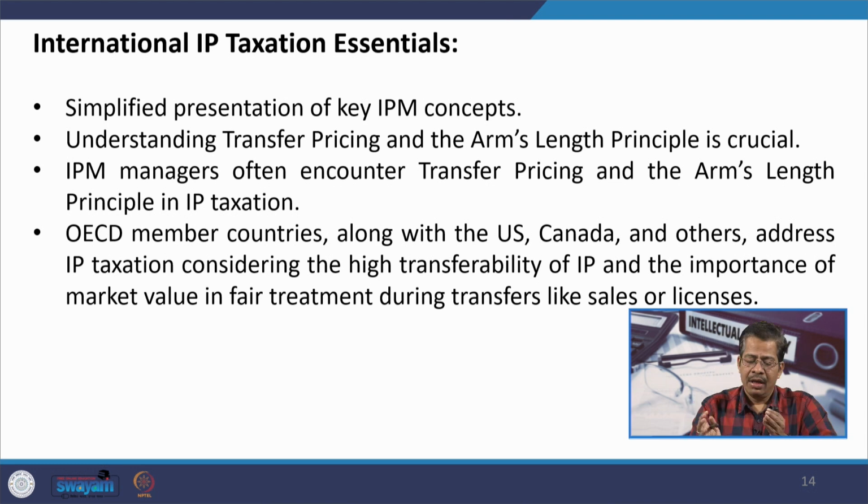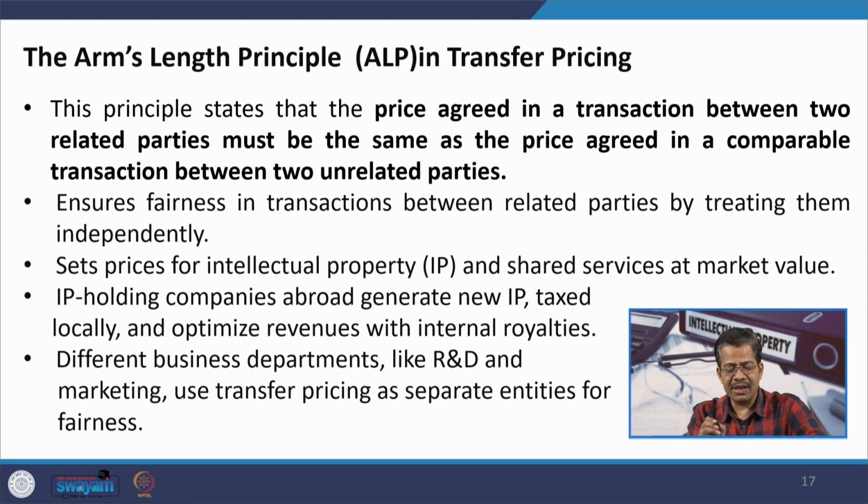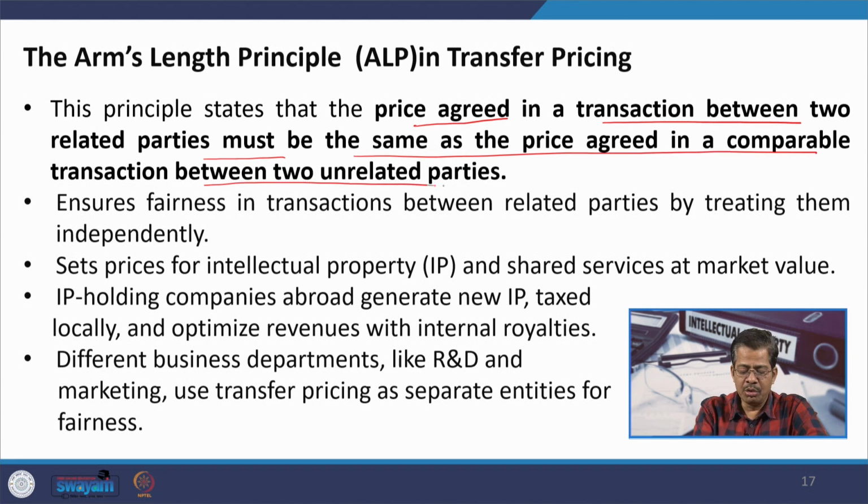So, in this case, it is very important that there has to be some kind of treaties between the countries, so that any kind of violation of income rules and taxation rules can be minimized. And here the understanding of the arm's length principle is very, very crucial. We are going to see what this arm's length principle is in our transfer pricing. This principle says that the price agreed in a transaction between two related parties must be the same as the price agreed in a comparable transaction between two unrelated parties.